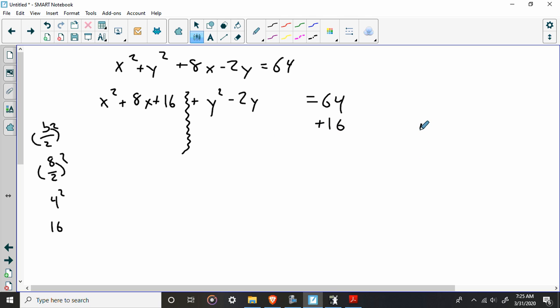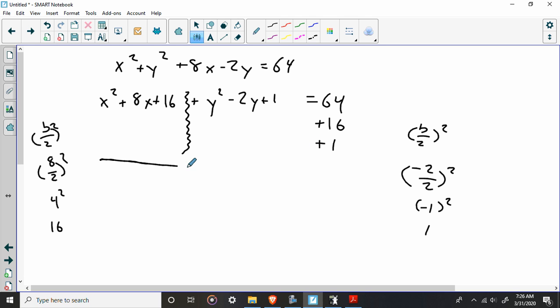For this one, same thing. I need to take b over 2 squared. Now, it's not really b anymore because this is no longer a quadratic, but I think most of you guys are familiar with that form, okay? So take this number, divide it by 2, and square it. Negative 2 divided by 2 is negative 1, and negative 1 squared is positive 1. Be careful with that. Negative times negative is positive. Now, if I added 1 here, let's add 1 over here as well, okay?